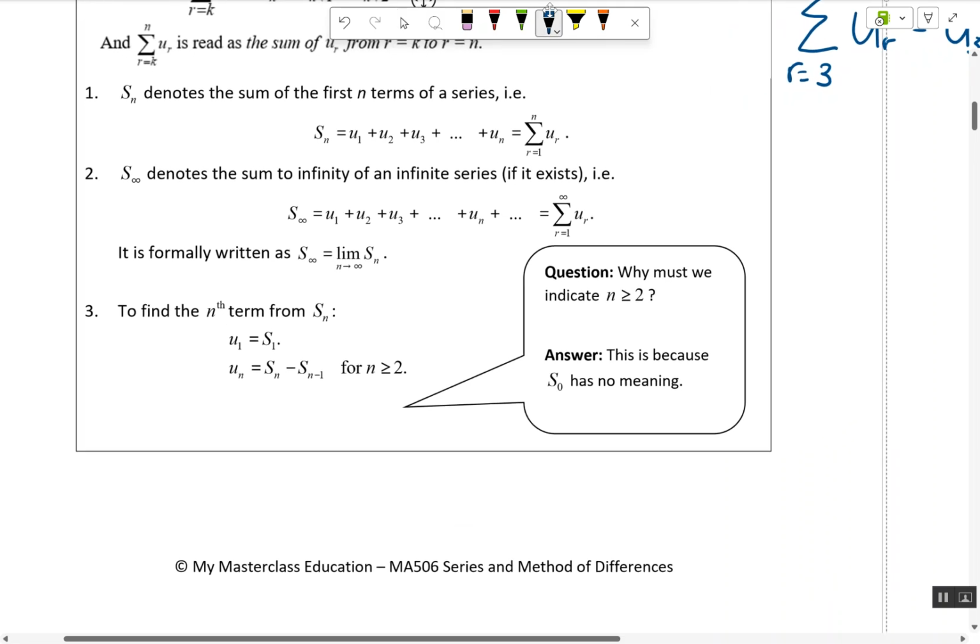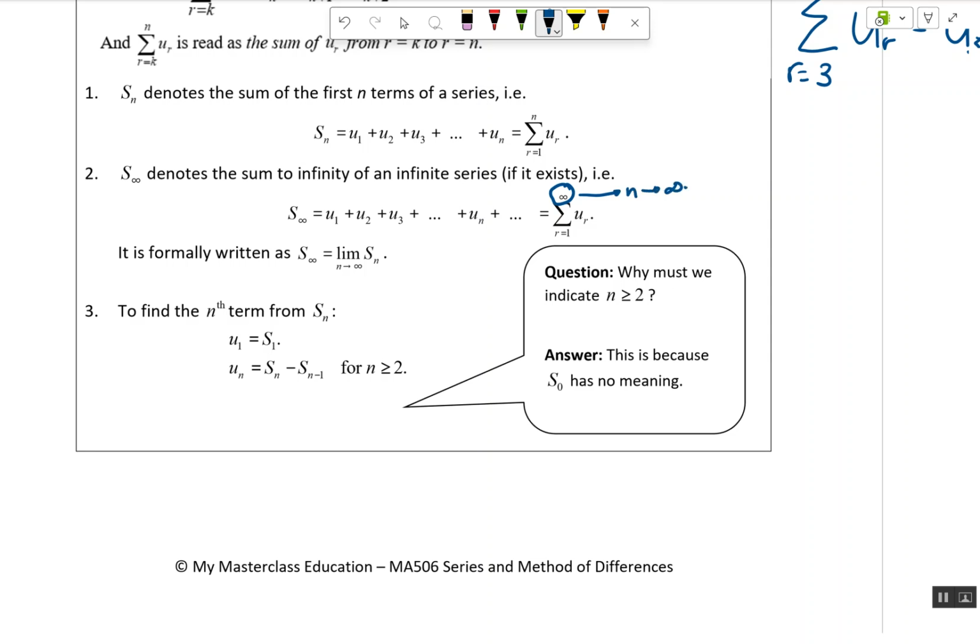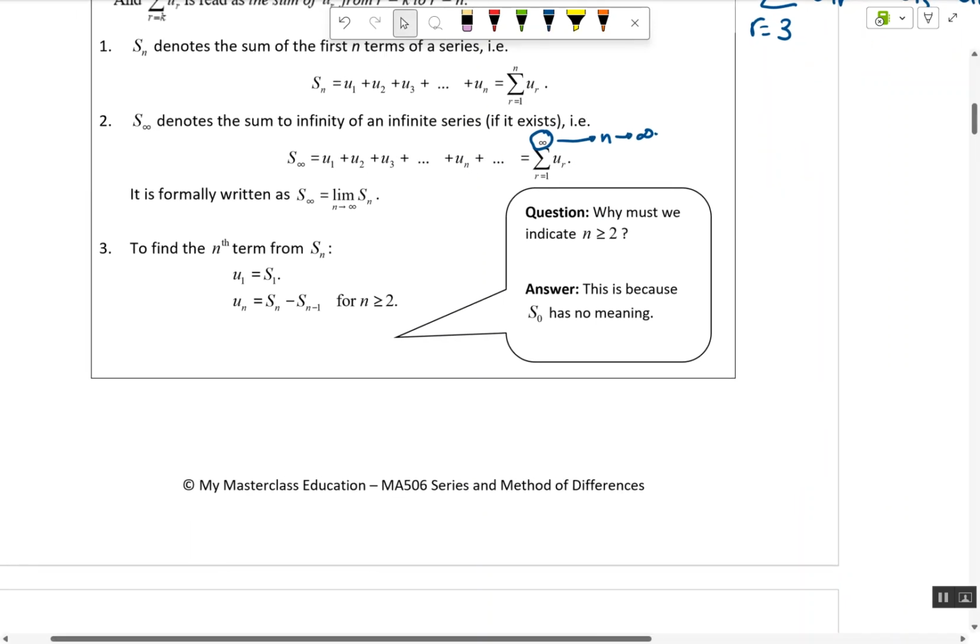Over here at the bottom, all of these are just things that I talked about. Sn is the same as U1 plus until Un. If I put it into summation, it looks like this. S infinity means I replace the n with infinity. The n becomes infinity. If you understand how to use limits, this is the same as writing the limit, but we will cover this in some examples later.